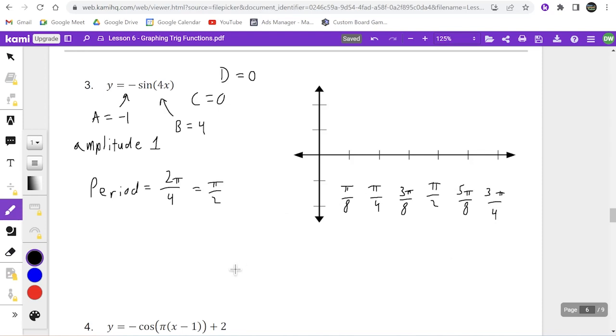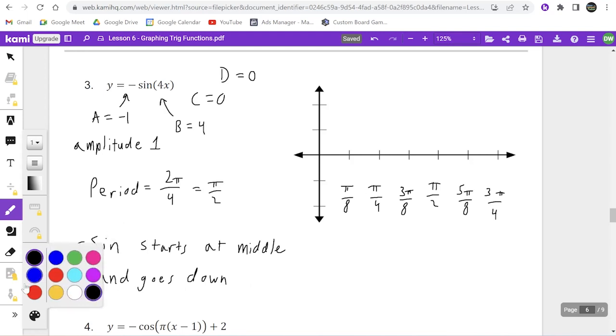Okay, good. I've cut in half twice. I figured out my period. The next thing I need to do is figure out where sine starts. Well, this is negative sine. So negative sine starts at middle and goes down.